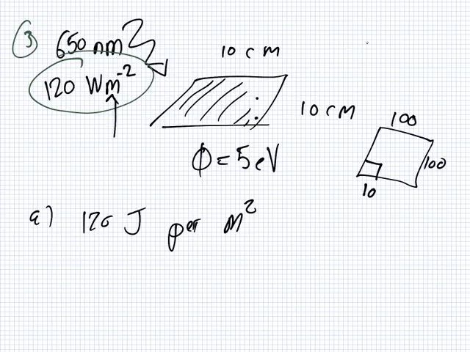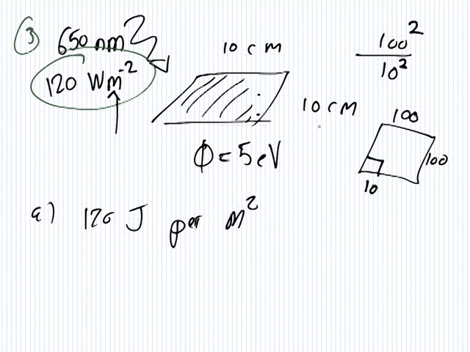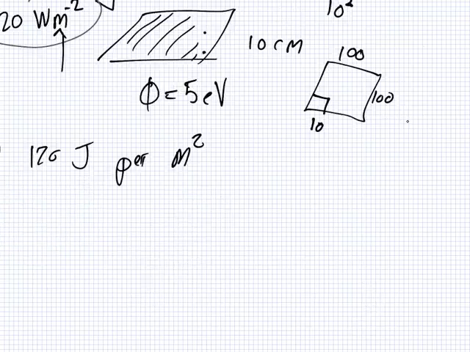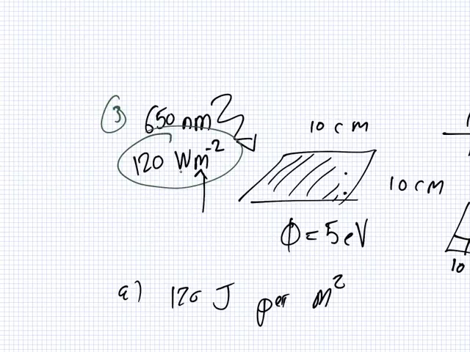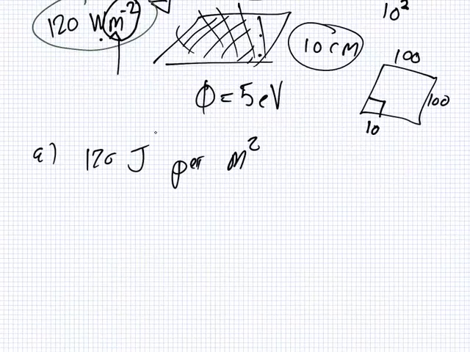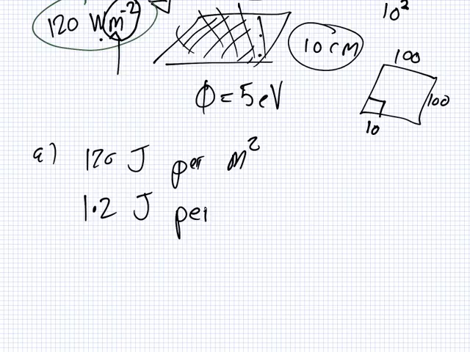Well, the total area would be 100 centimeters squared, and the area I have is 10 squared. So if you put that down, let me just write it down here. Cancel. 100. This here is for a meter squared, but in the question I don't have a meter, I only have this much. So it's not 120, it's 1.2 joules per second.